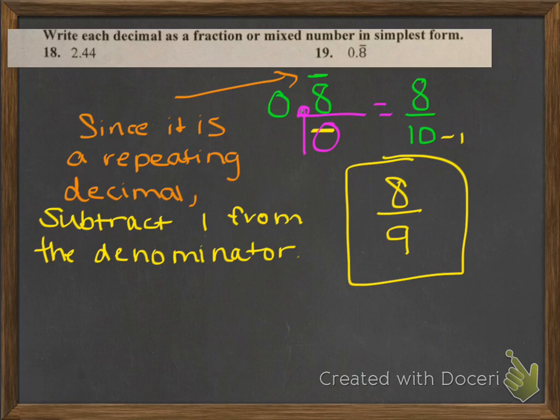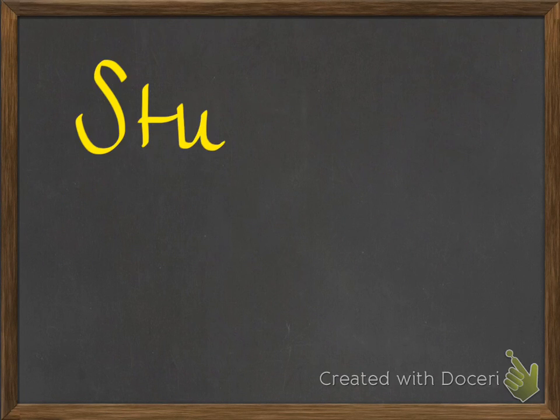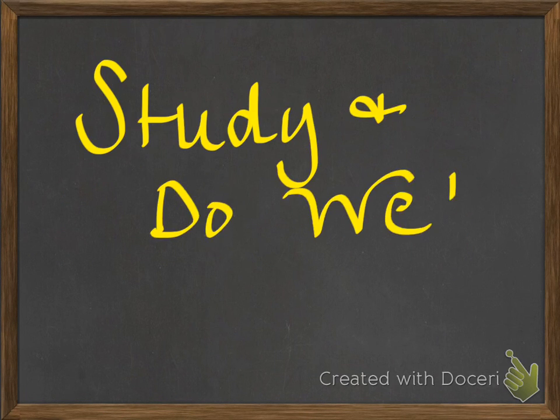Do it in a calculator. Type in 8 divided by 9 and you'll get 0.888888888 forever and ever. All right, so that's way easier and it works for all of the repeating decimals. So we'll just go ahead and do it that way. Super duper easy.